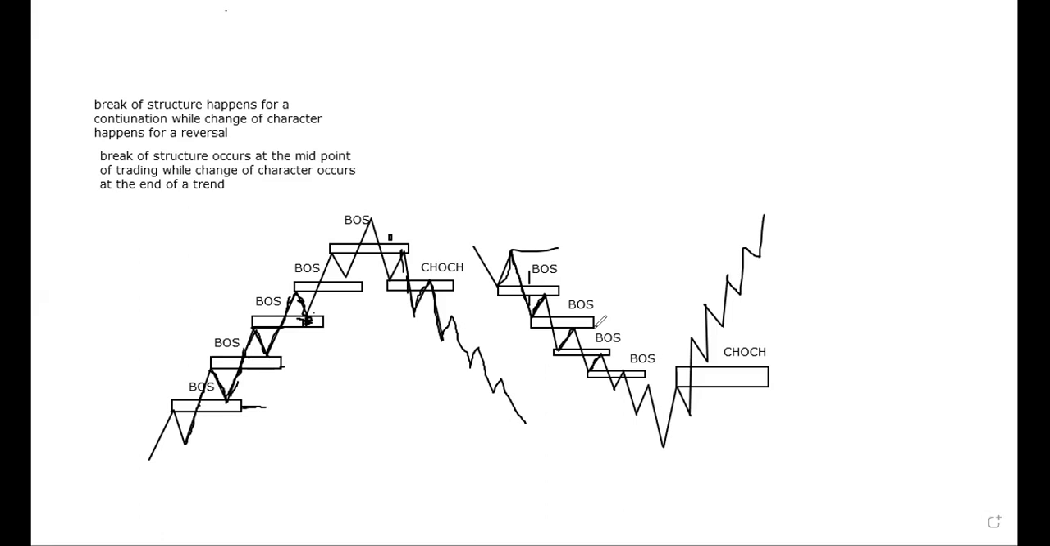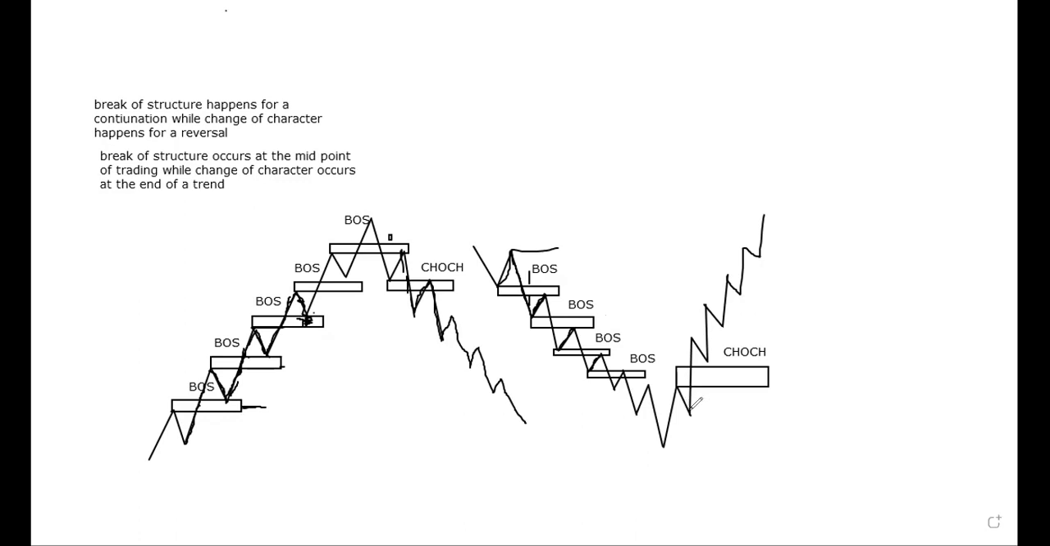So I think I have explained that. You now know the difference between a change of character and a break of structure. If you're looking for a change of trend, you can see it over here, this inverse head and shoulder. It actually occurs at the end of a trend. So when you see an inverse head and shoulder, you know that there's about to be a change of character.